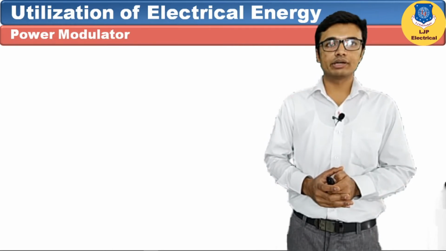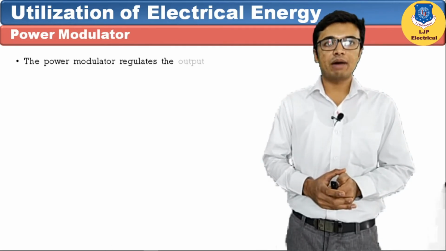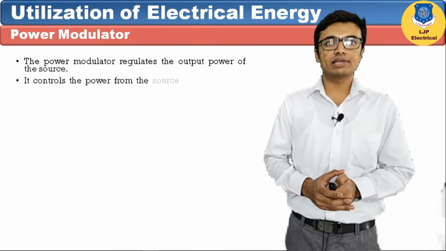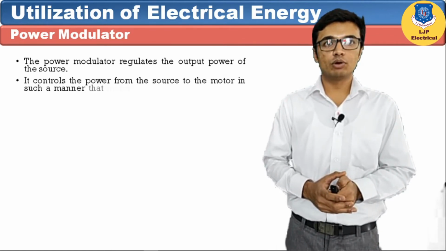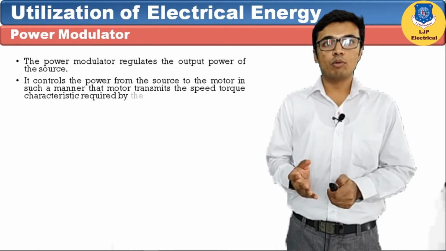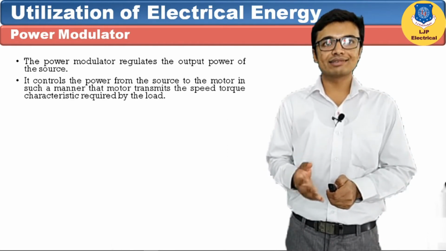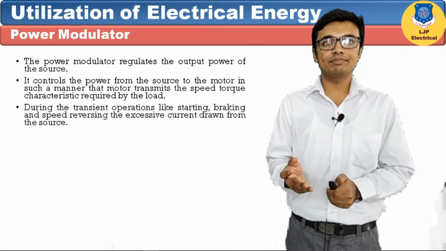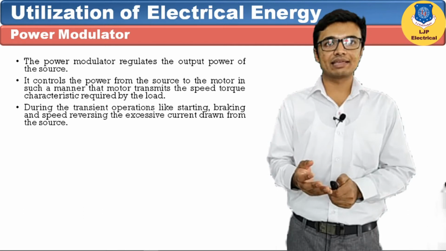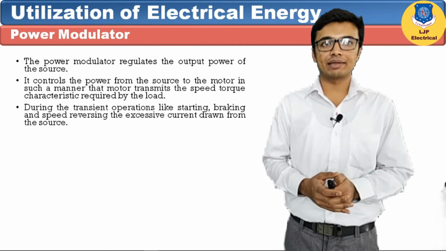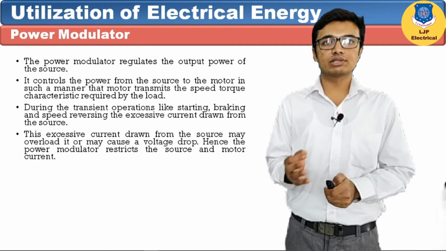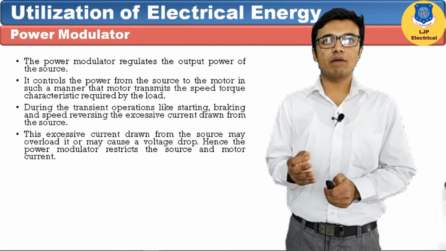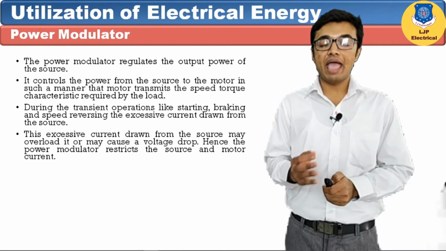Let's see about the power modulator in brief. So the power modulator regulates the output power of the source. It controls the power from the source to the motor in such a manner that the motor transmits the speed torque characteristic required by the load. During transient operations like starting, braking and speed reversing, excessive current is drawn from the supply. This excessive current drawn from the source may overload it or may cause a voltage drop. Hence the power modulator restricts the source and the motor current.